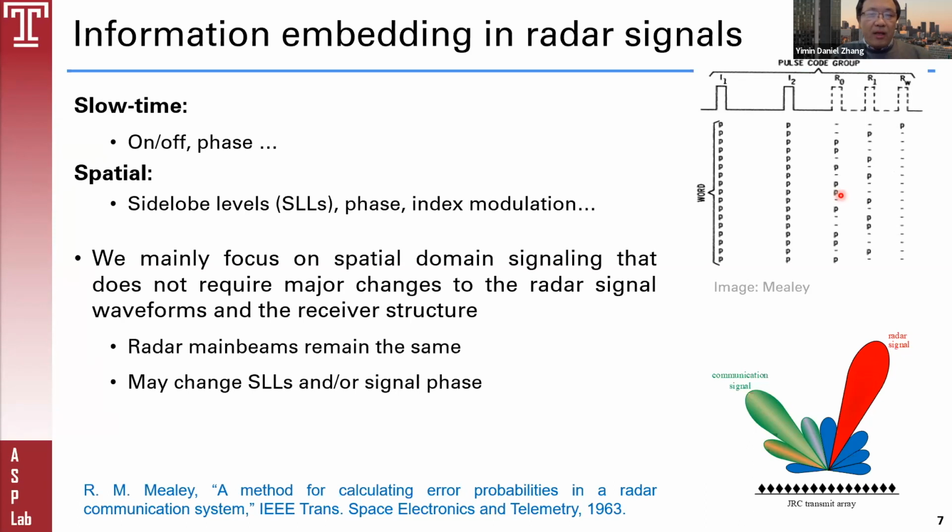So we mainly focus on spatial domain signaling that does not require major changes to the radar signal waveforms and the receive structure. So we are going to maintain the radar main beam patterns. We are not going to change the main beam patterns, but we are going to carry the information in the side lobe region or in the signal phase.